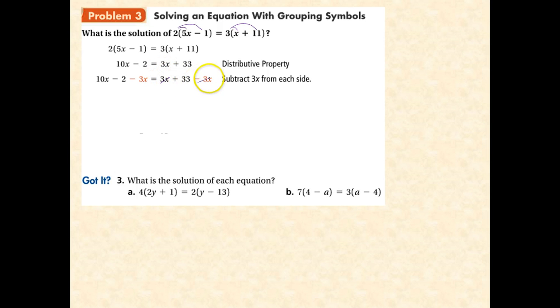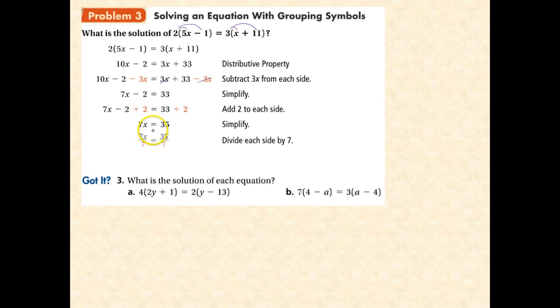3x minus 3x is 0. 10x minus 3x is 7x, so 7x minus 2 equals 33. Then we're going to add 2 to each side to get 7x equals 35. Then we're going to divide both sides by 7, and then we're going to get x equals 5. Cool. So let's see if you got it. Pause it and then push play when you're ready to see them worked out.